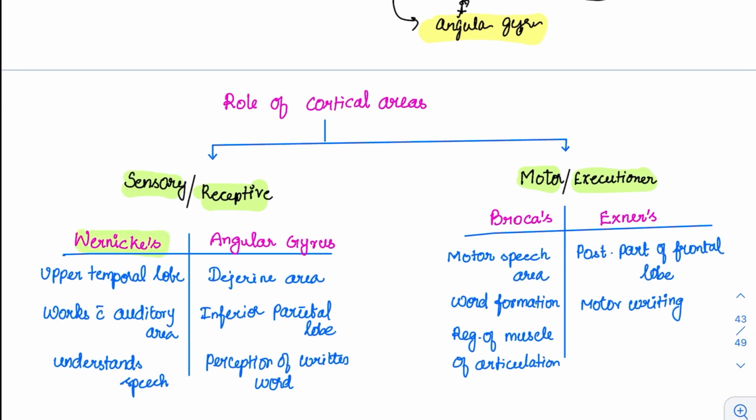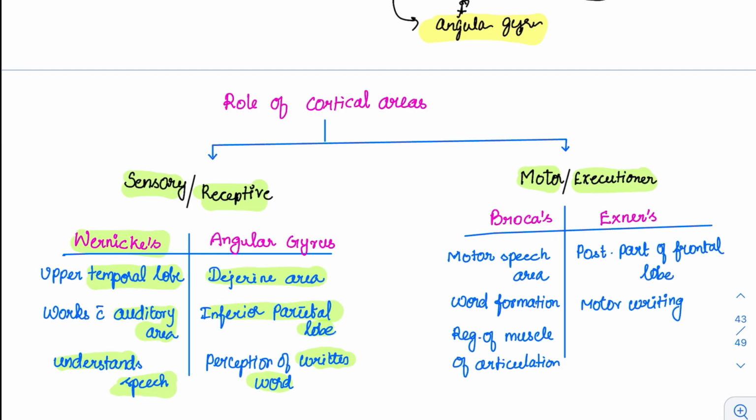The Wernicke's area, I told you, is located in the temporal lobe. It works along with the auditory area, and it is understanding the speech. But the angular gyrus is in the inferior parietal lobe and it is involved in the perception of written word. For written word, I told you, there is a requirement for angular gyrus. Even though Wernicke's is involved, angular gyrus is also involved, one additional area.